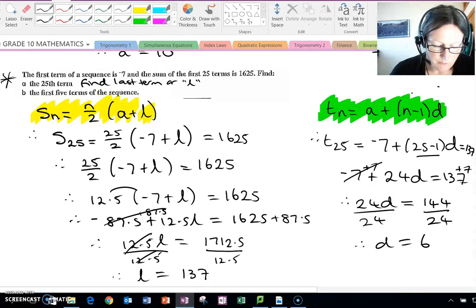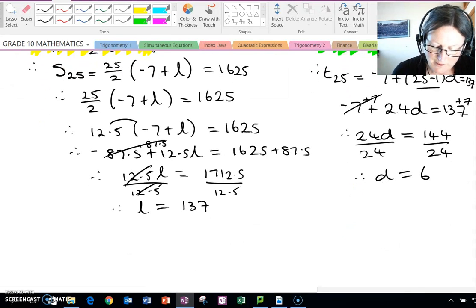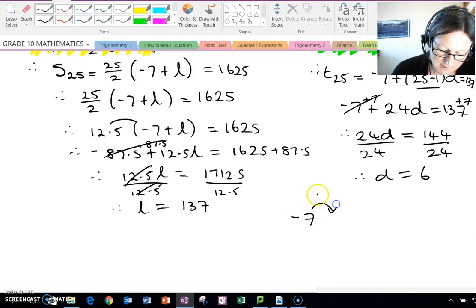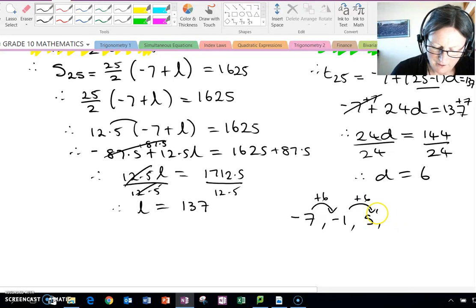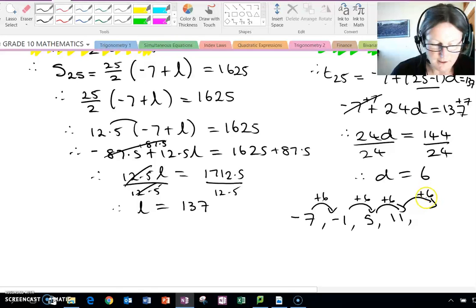So it wants me to work out what the first 5 terms are. Well, the difference is 6. The first term is negative 7. So if the difference is 6, the next term is going to be negative 1. If the difference is 6, the next term will be 5. If the difference is 6, the next term will be 11. And one more, because I just wanted to know the first 5 terms. If the difference is 6, then the 5th term is 17.